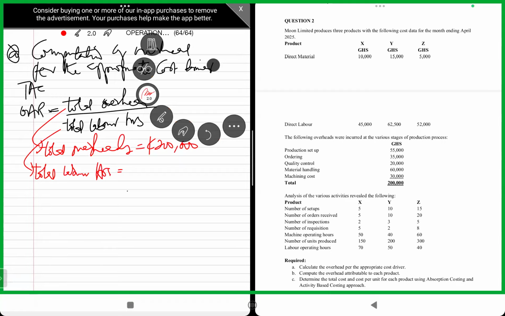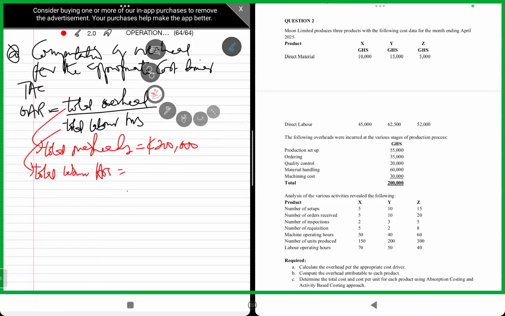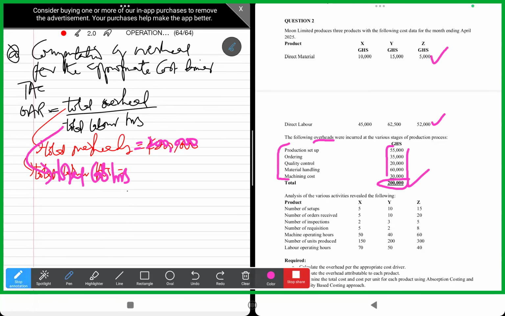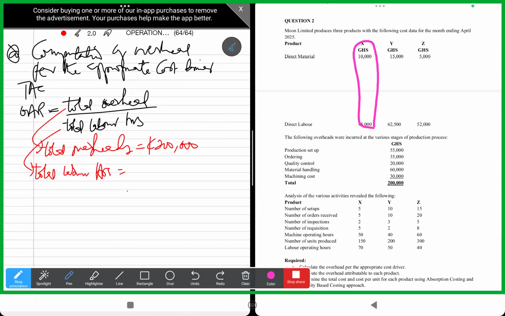Let's look at labor hours. You could see 45,000. Is that correct? Those are monetary figures because they are matched with the currency sign. All these are monetary values. We are not dealing with them. We need the total number, total labor hours. So we search for it here. Here it is. Labor operating hours.